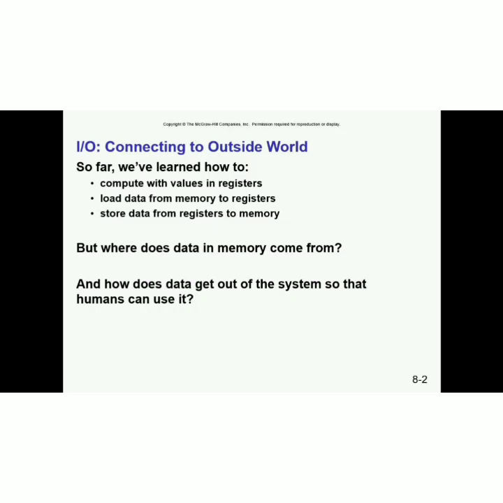Connecting to the outside world. So far, we have learned how to compute with values in registers, load data from memory to registers, and store data from registers to memory. But where does data in memory come from, and how does data get out of the system so that humans can use it?